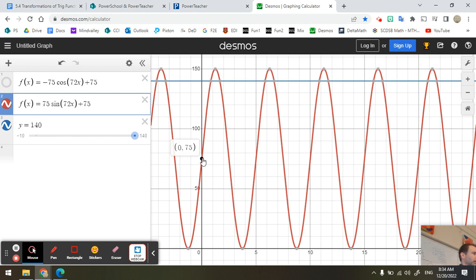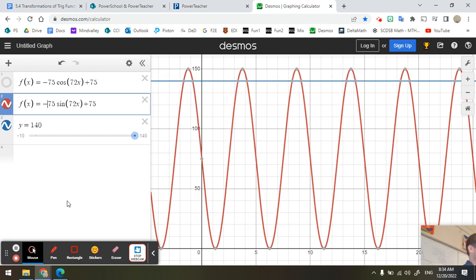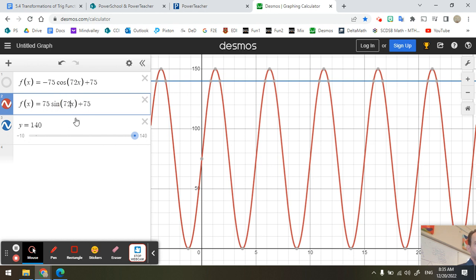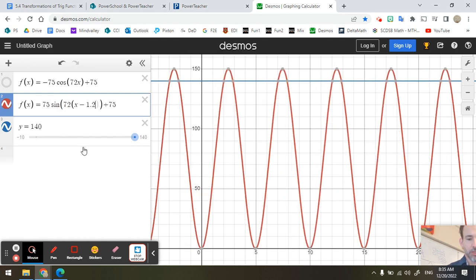Cos will start at the max or the min? Cos starts at the max and goes down. Sine starts at the axis and goes up. And if we make that negative, it would still start at the midline and go down. There, see? So those are the tricks that you can use. If I wanted to insist on using sine here, the x value would be minus 1.25.